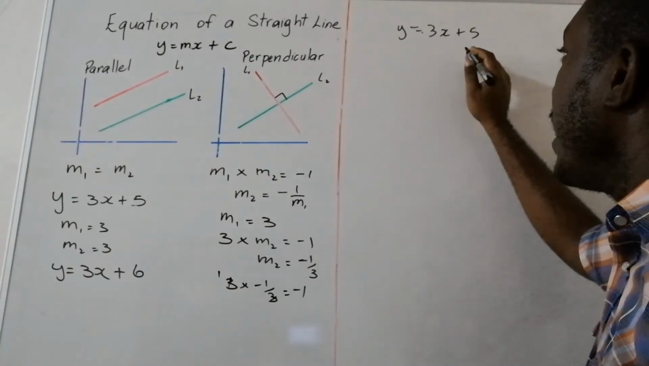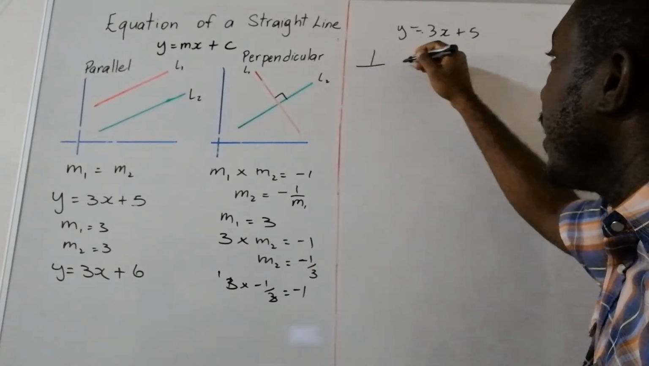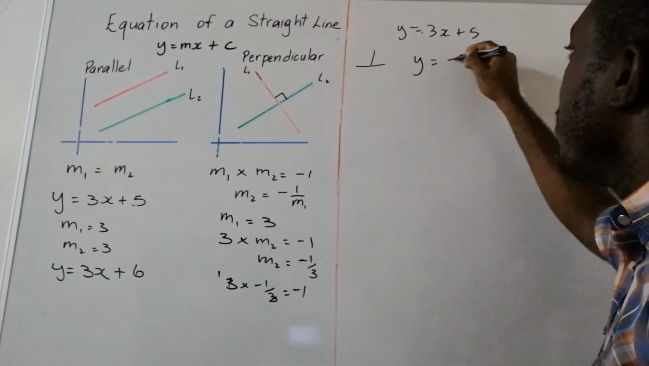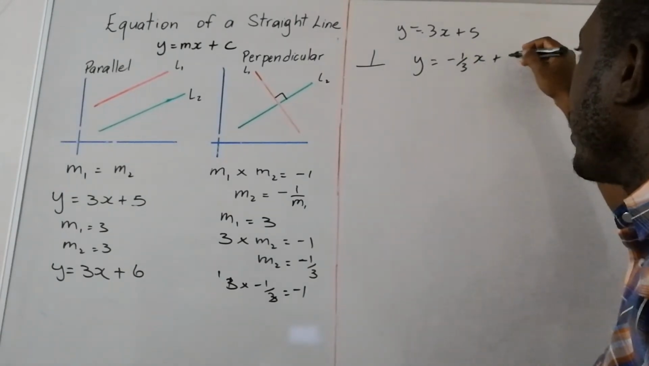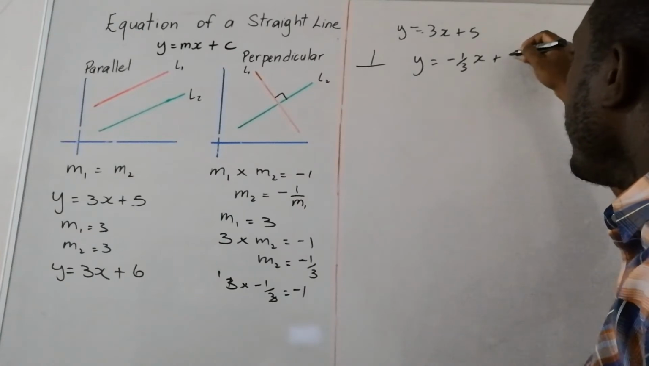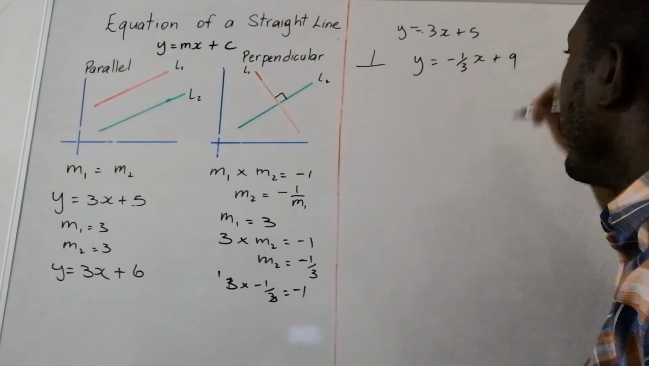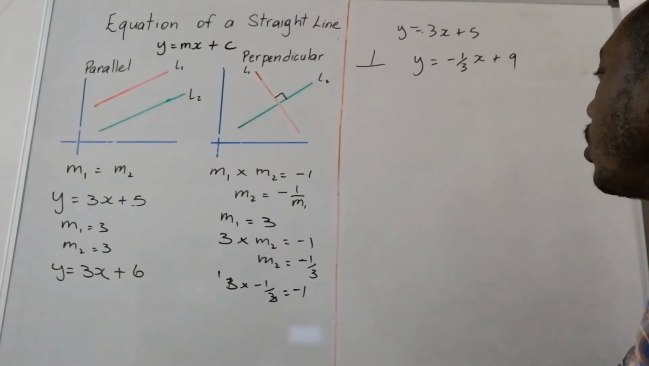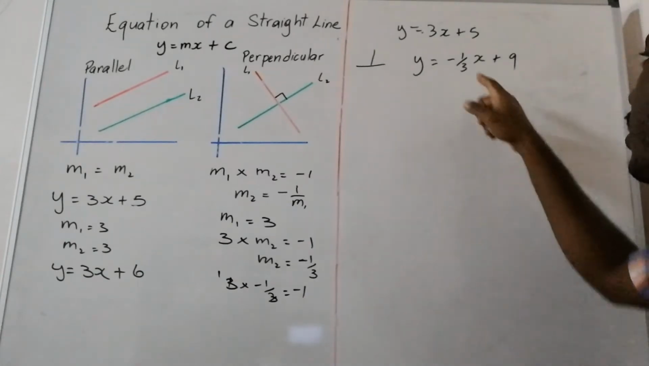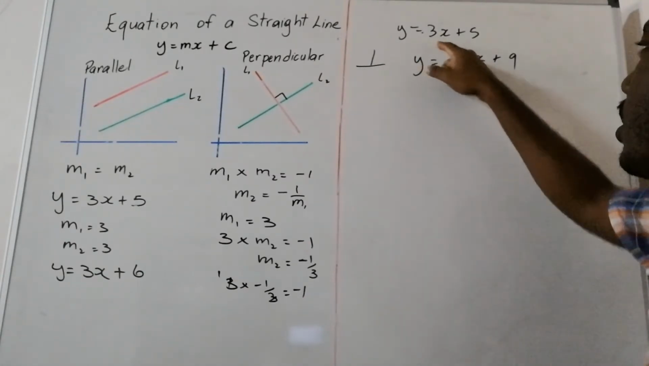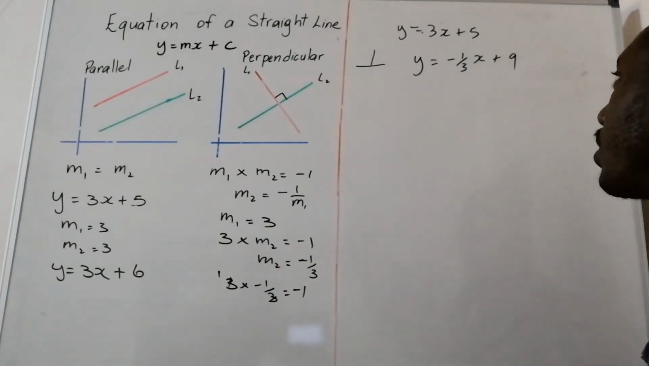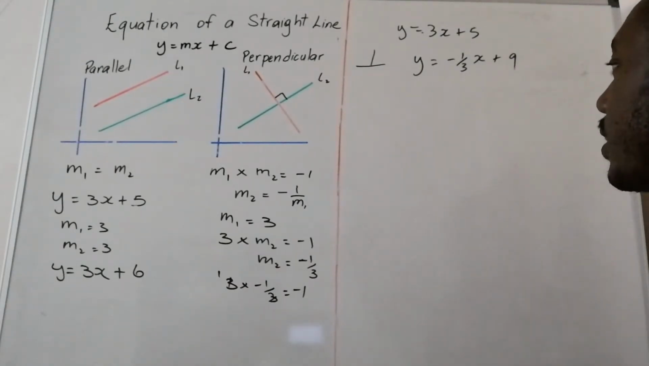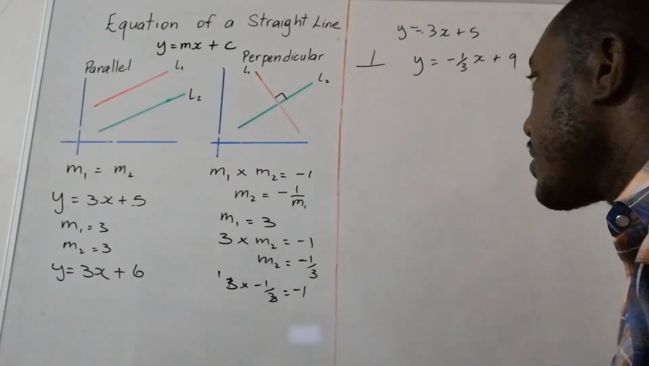So the gradient of the perpendicular line will be y is equal to -1/3 x plus some number, let's say 9. All right? So how do we know they're perpendicular? Because when we multiply the gradients, it will be equal to -1.